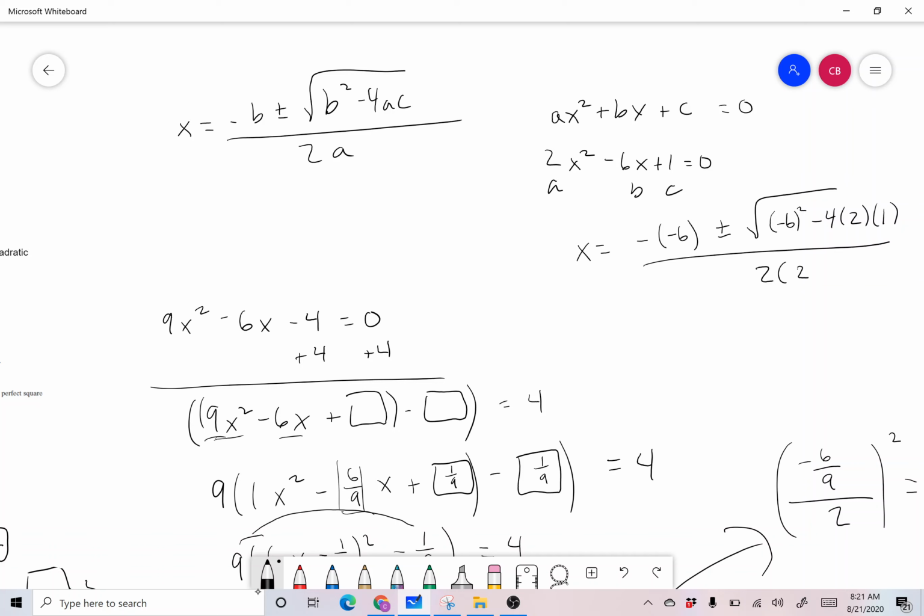Okay, I might need some more room down here. Wait, what? It didn't erase it. There it goes.